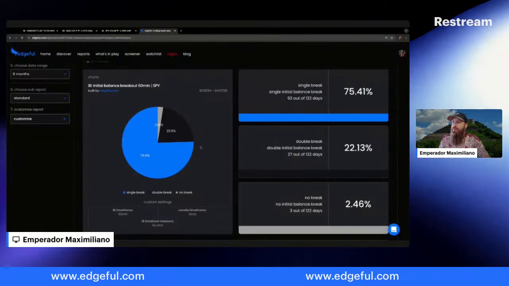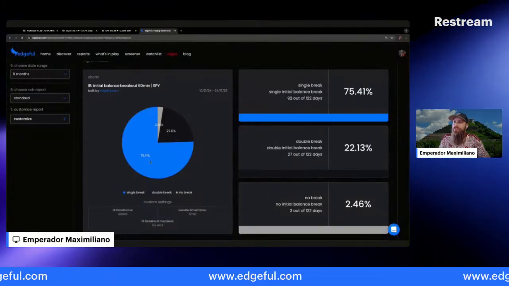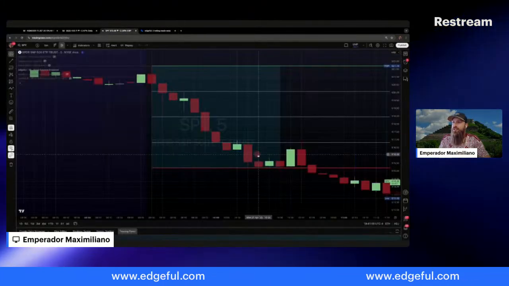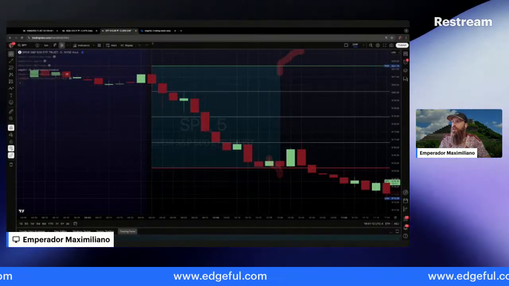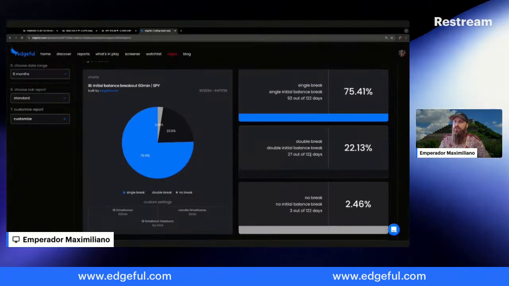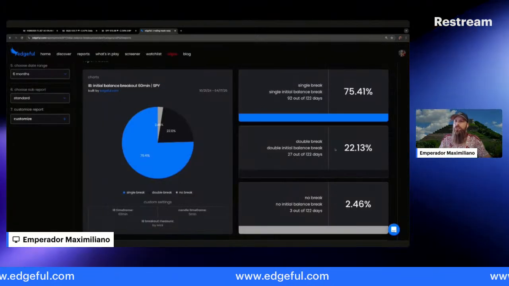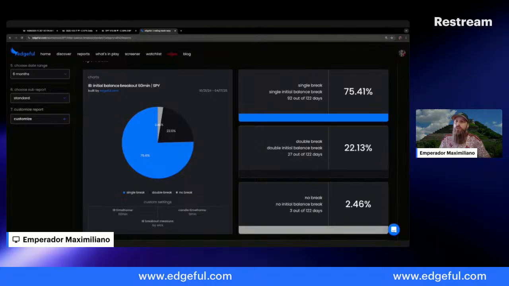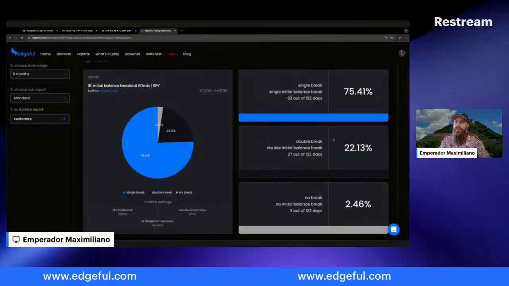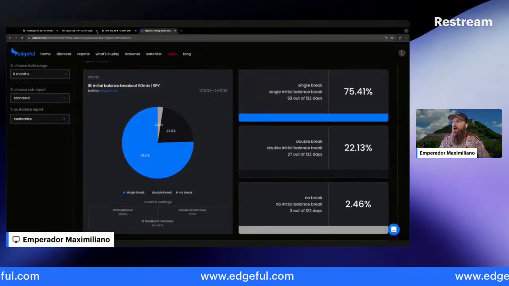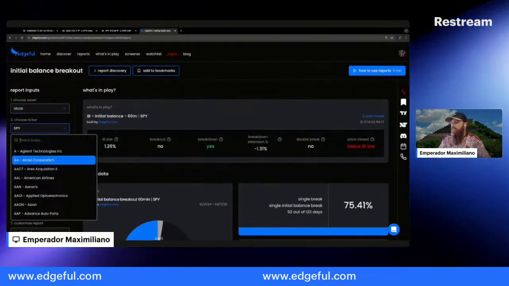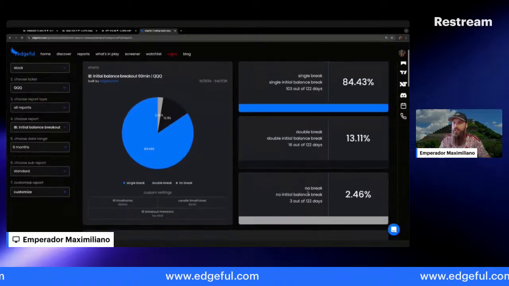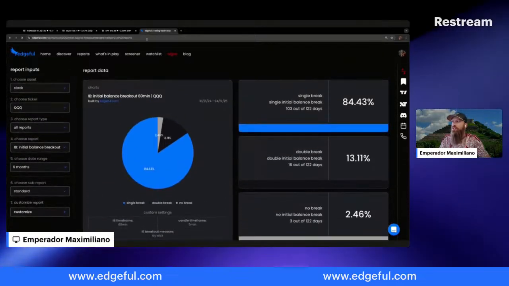So SPY, same statistics here. 75% of the time you're going to break at least one side. That means 75% of the time you're going to break here or here. And then once you break that one side, then the odds definitely change, because you're looking at, on SPY, there's just a 22% chance that I'm going to double break. That means I'm going to break both sides. Back on QQQ, that was even smaller. I think it was like 13% or 14% or something like that. Let's pull up the numbers, 13.11%.